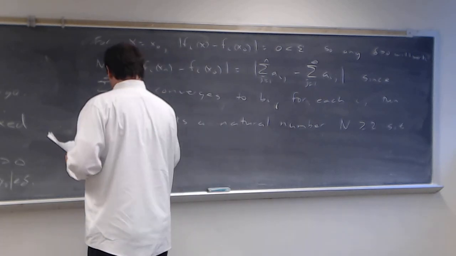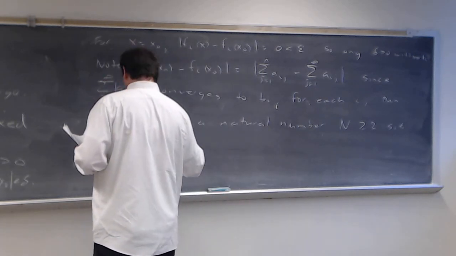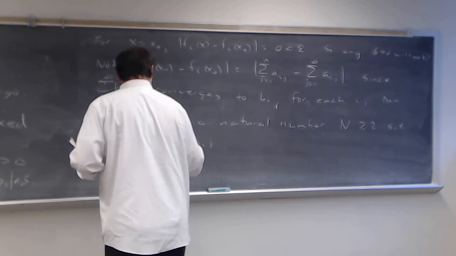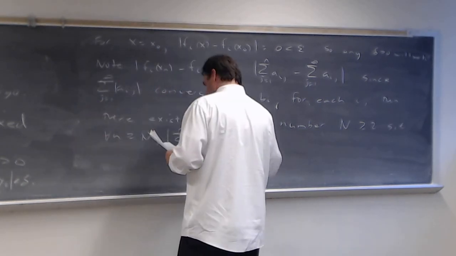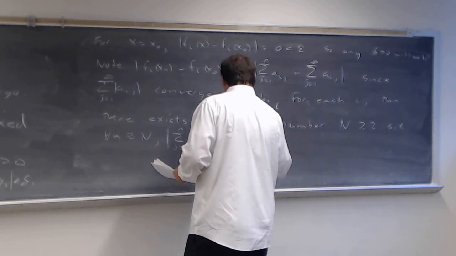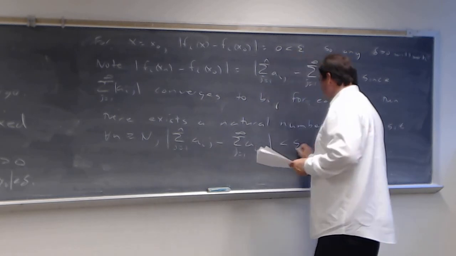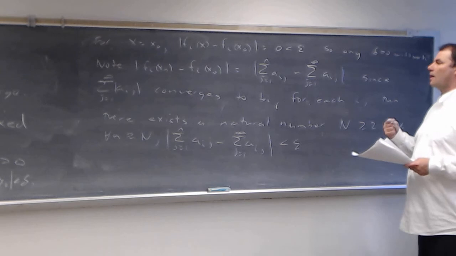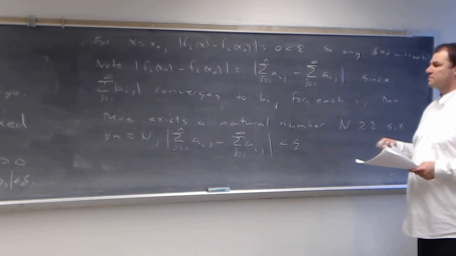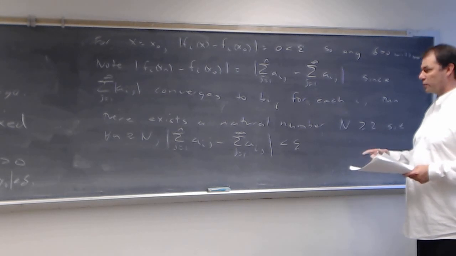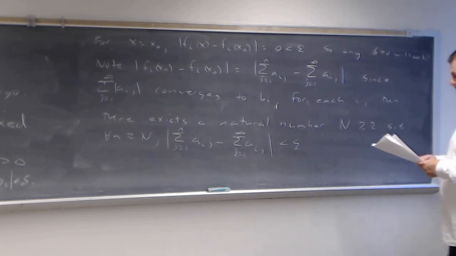such that for all n greater than or equal to big N, the sum as j runs from 1 to n of a sub ij minus the sum as j runs from 1 to infinity of a sub ij is going to be less than epsilon. That's because with the a sub ij's being absolutely convergent as j runs from 1 to infinity, the sum of the a sub ij's is convergent, and that's what gives us this.